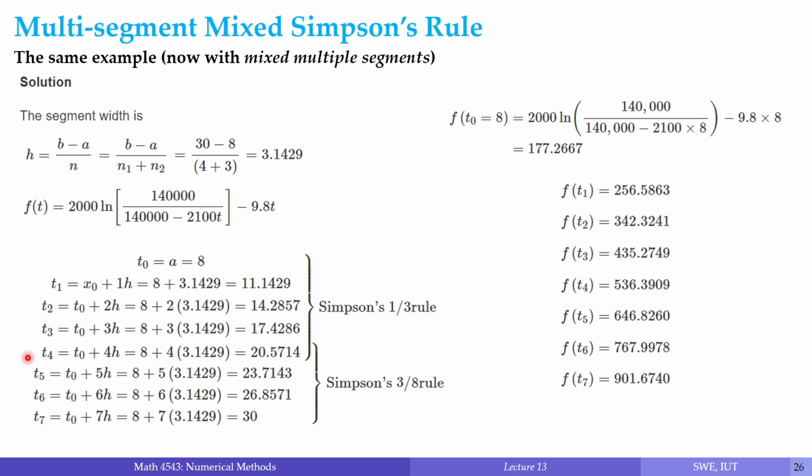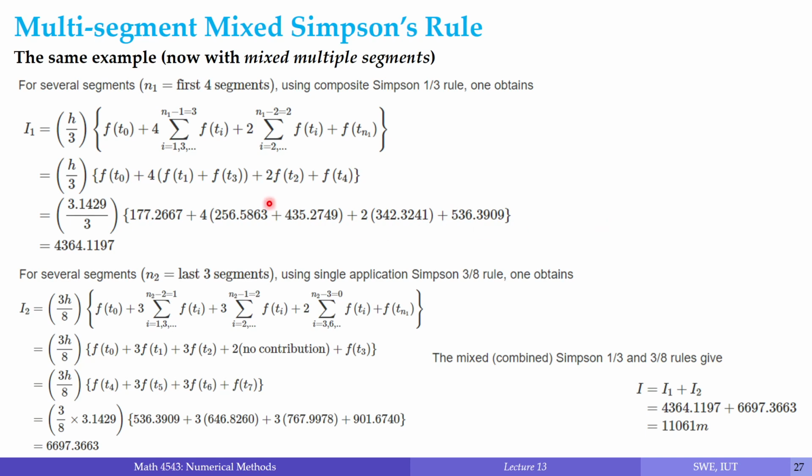Now, since we know the ti values, we can find the corresponding f of ti values just by using our calculator and plugging the respective t values into the f of t function that we already know, and we will end up with these values over here. You can check them out using a calculator if you need.